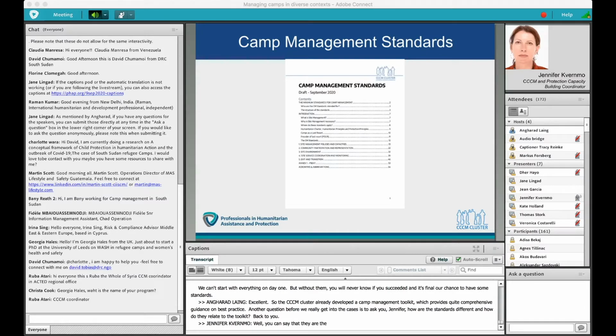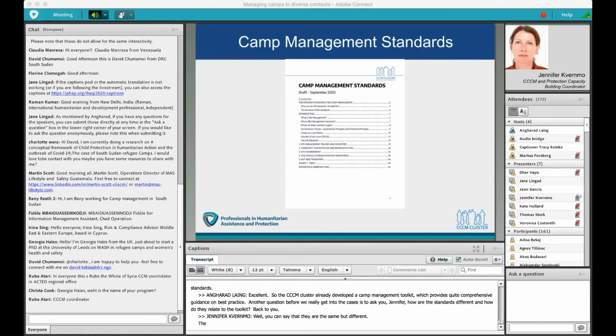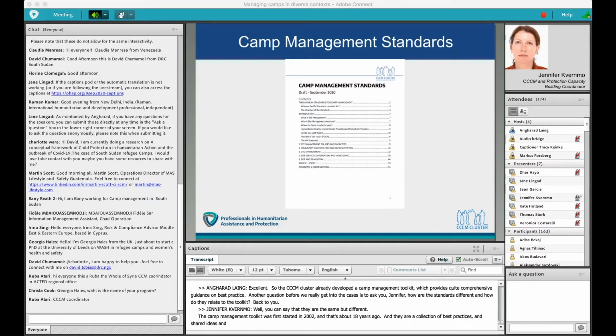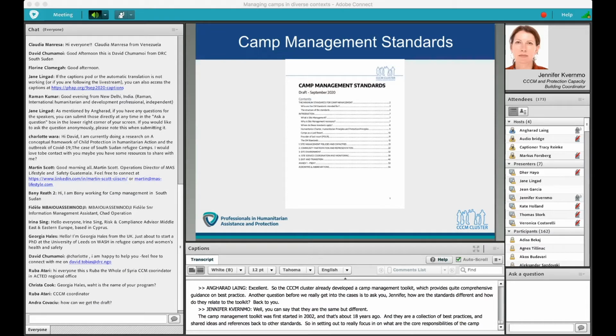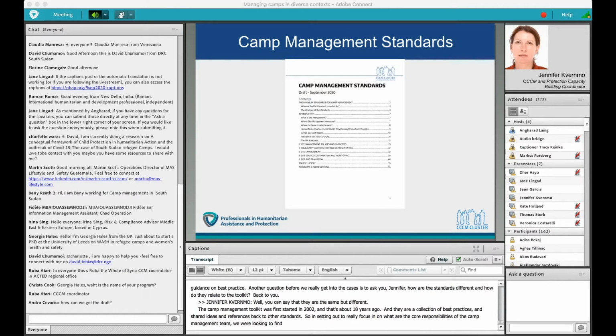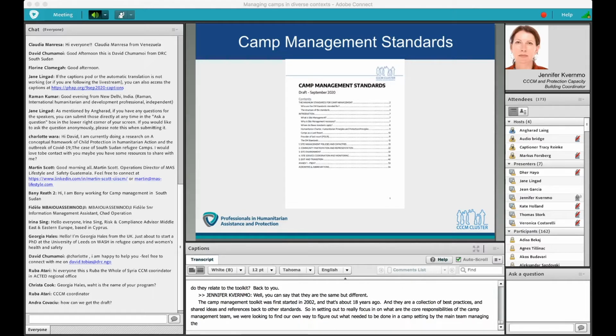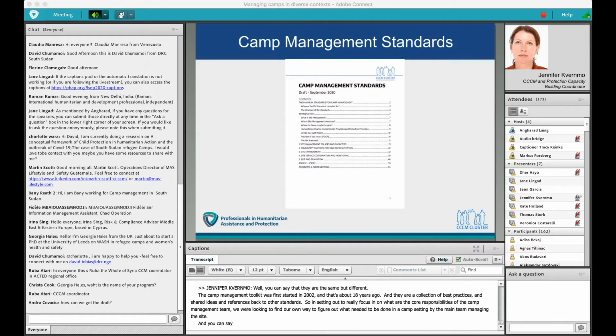The Camp Management Toolkit was first started in 2002, and that's about 18 years ago. And they are a collection of best practices and shared ideas and references back to other standards. So in setting out to really focus in on what are the core responsibilities of the camp management team, we were looking to find our own way what needed to be done in a camp setting by the main team managing the sites. And you can say that also in those 18 years since the Camp Management Toolkit was drafted a lot has changed.